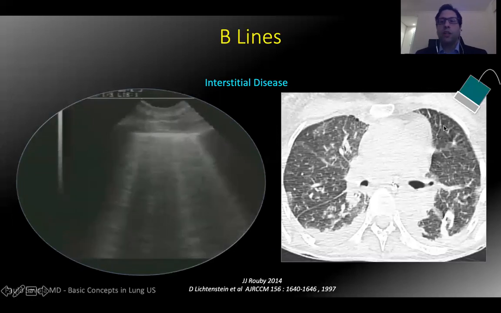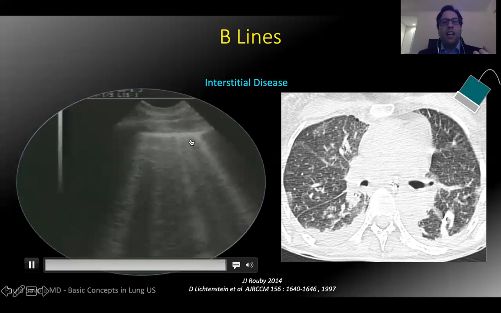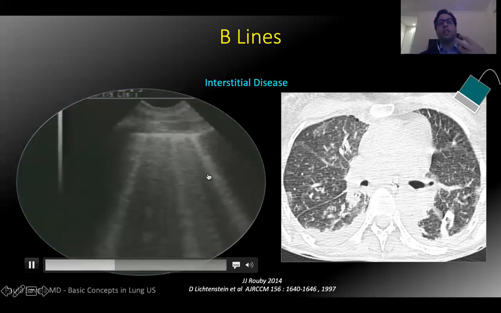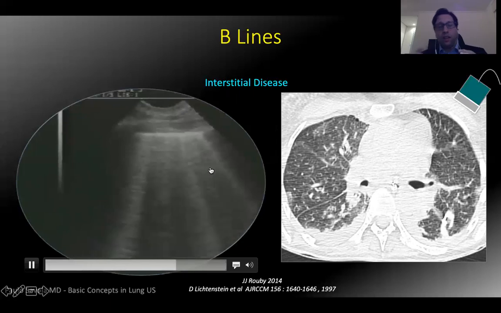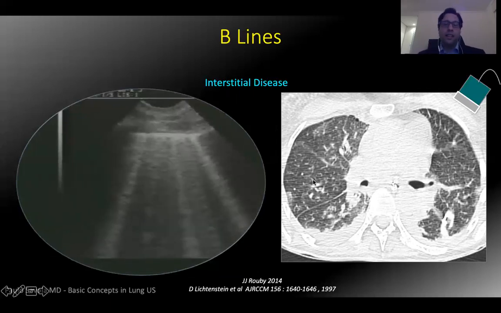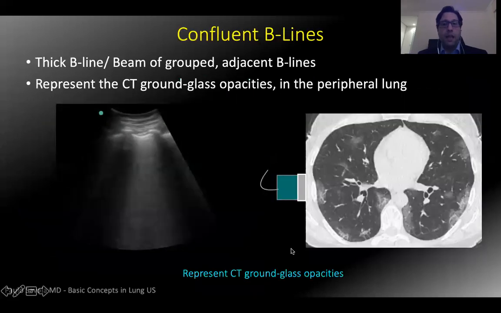Another example, interstitial disease. When you have reticular opacities, the connective tissue is affected in this condition, and then you have B lines irregularly spaced from each other, okay? So you have a lot of B lines here. You can also see an impairment of lung sliding because of the interstitial disease, okay? The lung is not sliding as it should be, okay? Another example of B lines, okay?